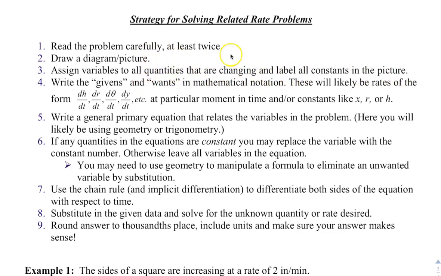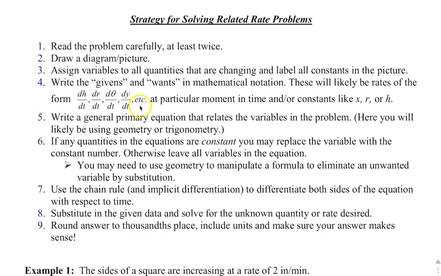Very important, we're going to talk about this, but once you have the picture, it helps to figure out what's going on. Next, you want to write down the givens and the wants in mathematical notation. These will likely include rates of this form. If you notice, these are all derivatives, right? That's what a rate is. It's a derivative. So dH/dt, dr/dt, are also all over dt.